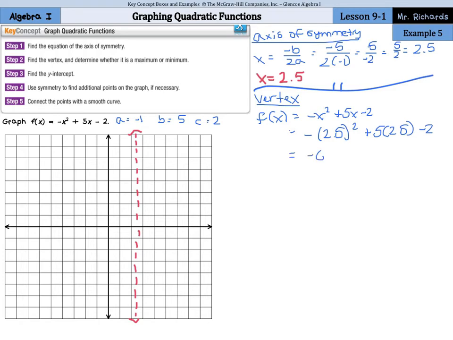Well, we'll have a negative 6 and 25/100 plus 12 and 5/10 minus 2, and that will result in 4 and 25/100. So my y equals 4 and 25/100. So my vertex will be at the point 2.5, 4.25, which we can draw on our graph right about here.